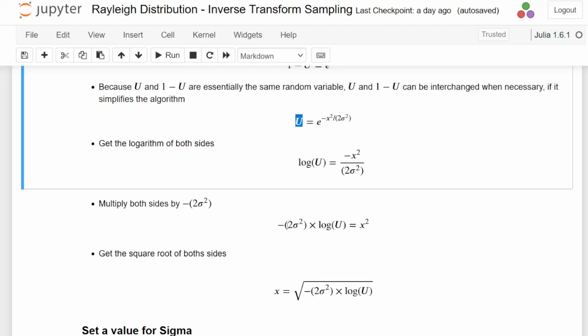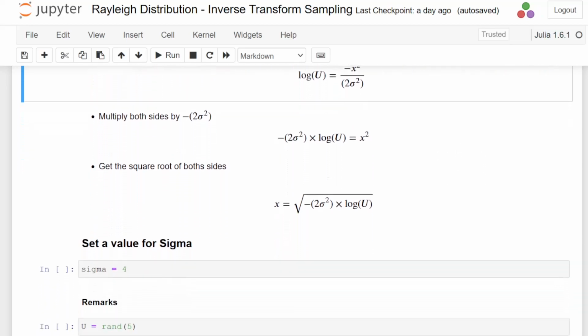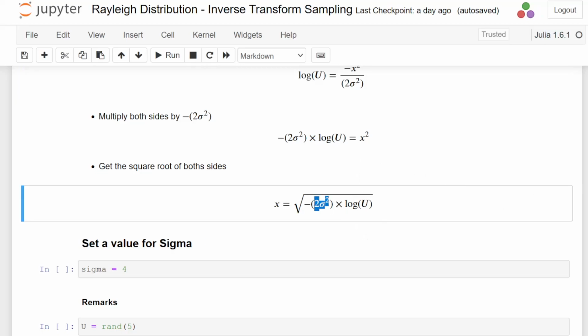So I have minus 2 times sigma squared times log of u, and that is equal to x squared. Get the square root of both sides. So x equals the square root of minus 2 sigma squared times log of u. Okay, sorry, I think I said 2s squared, 2 sigma squared. Okay. So that is our algorithm.